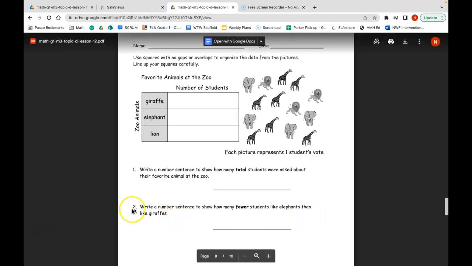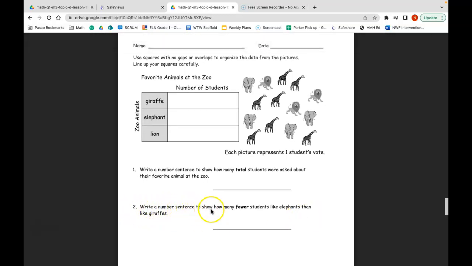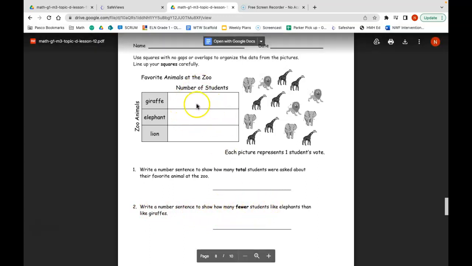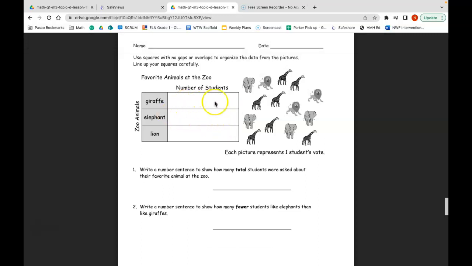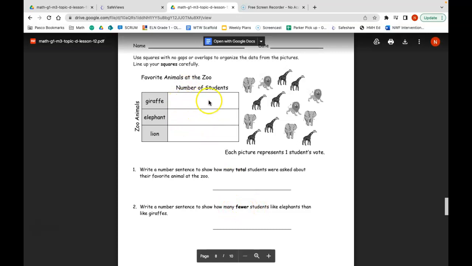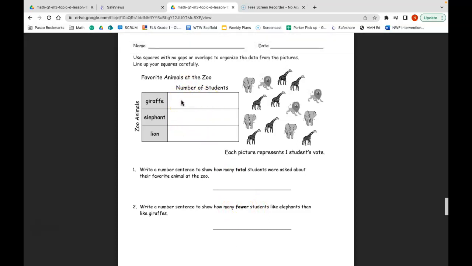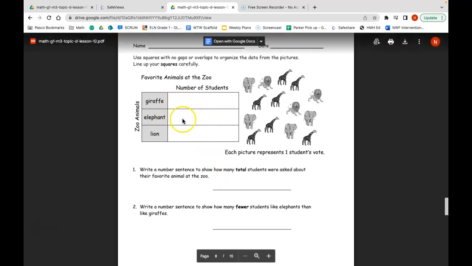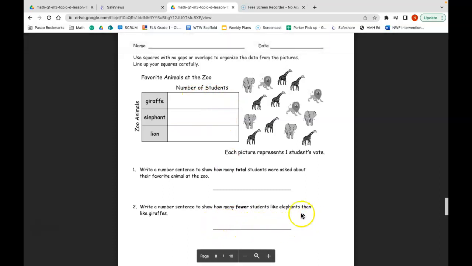Question number 2. Write a number sentence to show how many fewer students like elephants than giraffes. So how many fewer or less students like elephants than giraffes? Think about what you need to do to those two numbers. I want to know how many fewer students liked elephants than giraffes. Should you subtract them or should you add them? How would I find how many fewer students liked elephants than giraffes? Write that number sentence on this line and then solve for your answer.